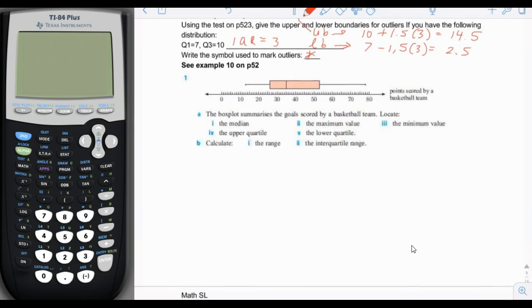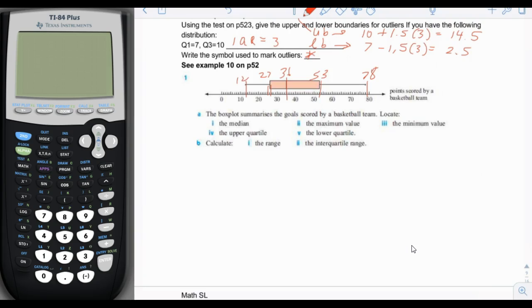Problem 1. So this box plot is showing how many points are scored by a basketball team. We can see here that the median is going to be right there. It's about maybe 36, so the median is 36. Q3 is about 53 maybe. The maximum looks like it's about 78. You're going to have to eyeball some of these. The Q1 is about 27 maybe. And the minimum is about 12.